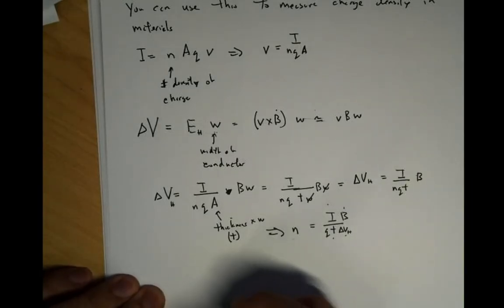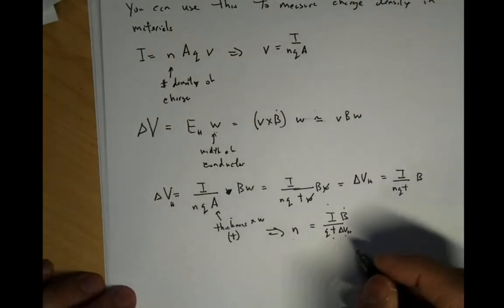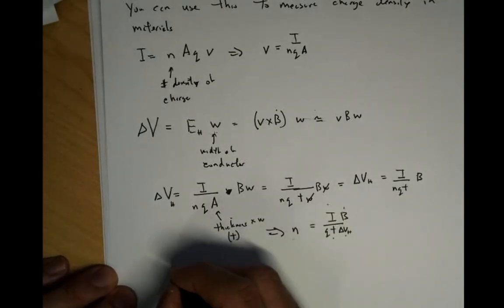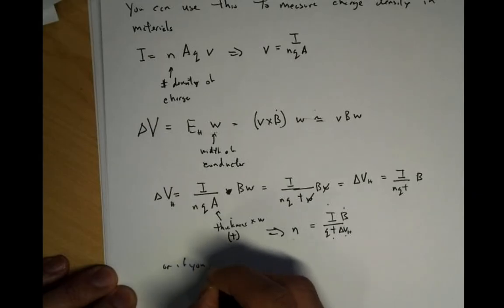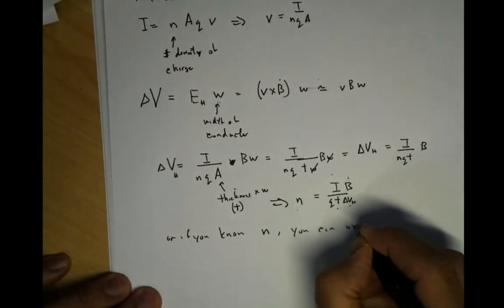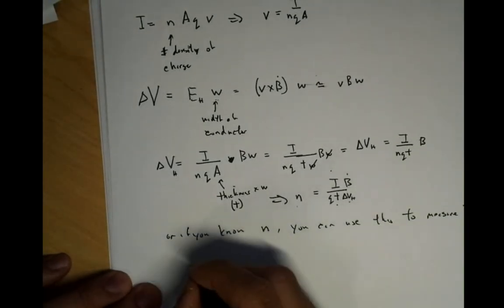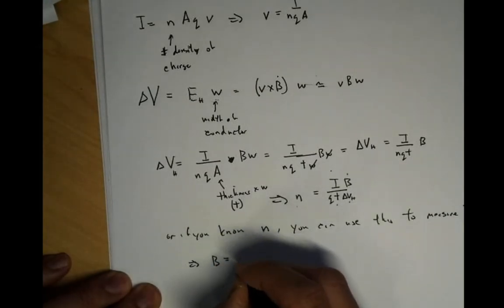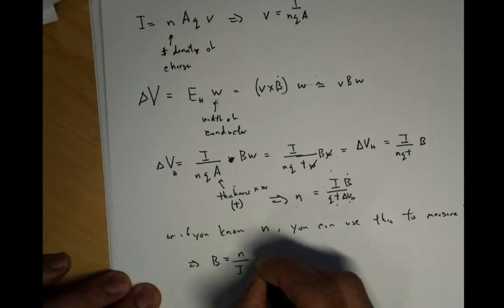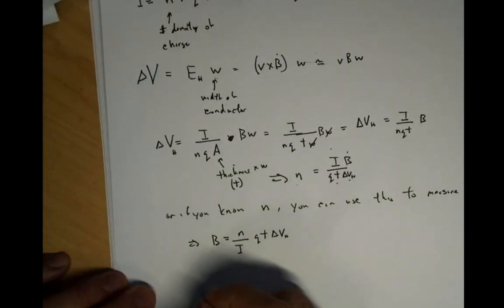Okay, so you can also get, or if you know n, you can use this to measure B. So in other words, you flip this thing around, B is equal to n Q T delta V_H over I. And this Q is usually electrons or something like that, so you should know what that is.